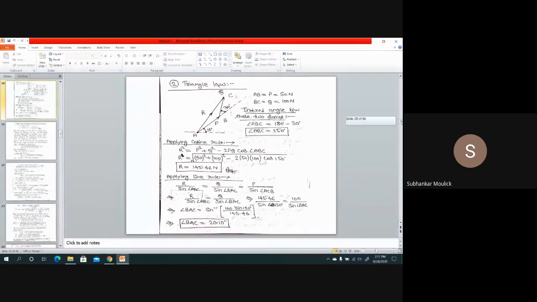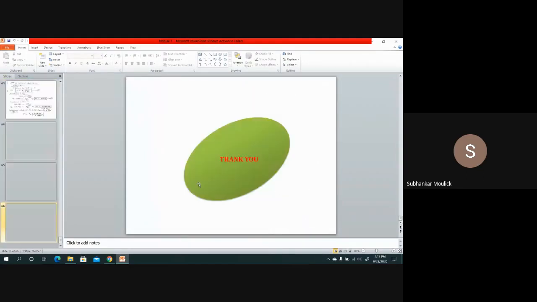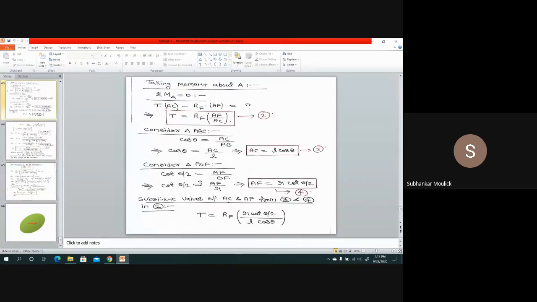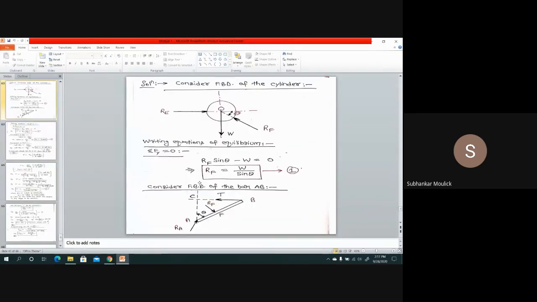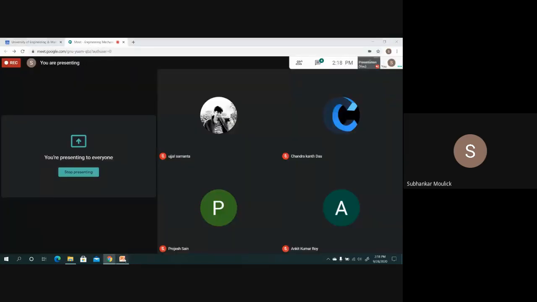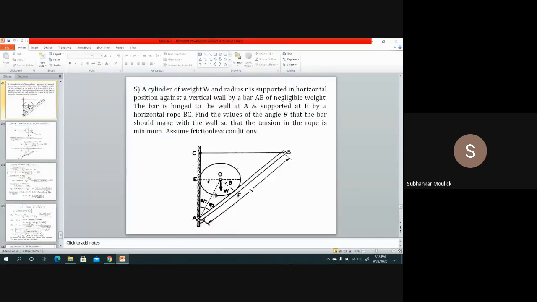Okay. If you remember, in the last class, we were discussing some problems related to moment of a force. Today, we will discuss two more problems, and with this, we will end this module. After that, I will be left with three modules, and from the next class onwards, I will start the second module, that is friction. So let us start.